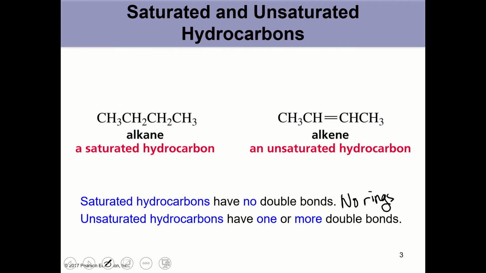So, comparing saturated and unsaturated hydrocarbons. Saturated hydrocarbons have no double bonds. They have no lone pairs, and they have no pi bonds. So saturated hydrocarbons cannot act as Lewis bases because they don't have electron pairs to donate or pi bonds to donate. Unsaturated hydrocarbons have 1 or more double bonds.